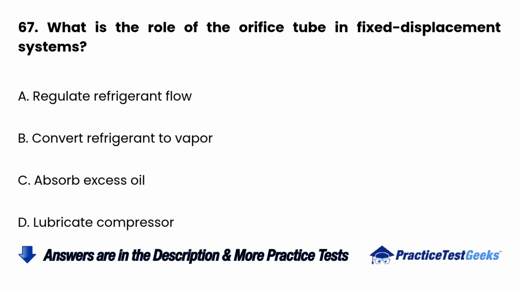67. What is the role of the orifice tube in fixed displacement systems? A. Regulate refrigerant flow. B. Convert refrigerant to vapor. C. Absorb excess oil. D. Lubricate compressor.